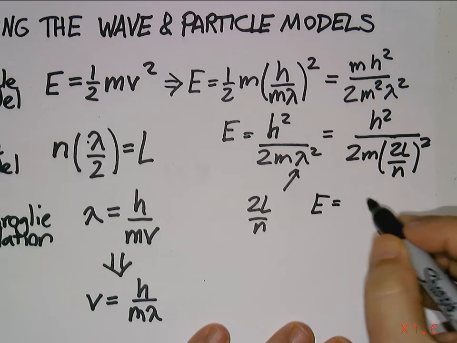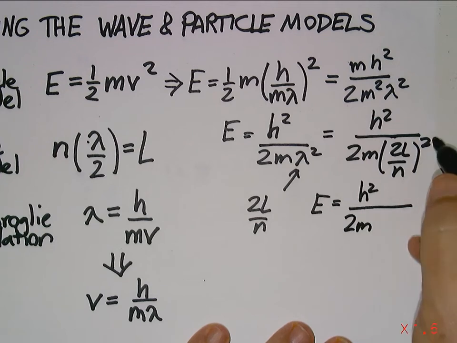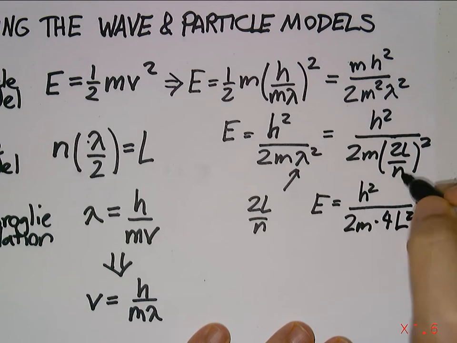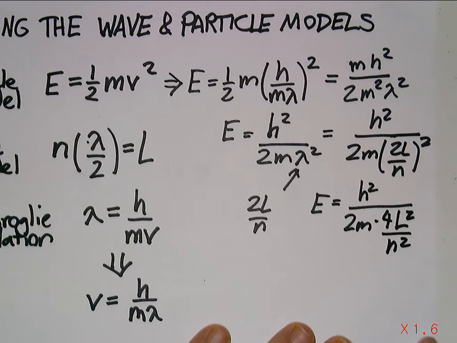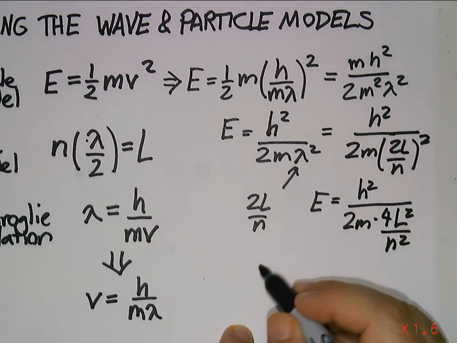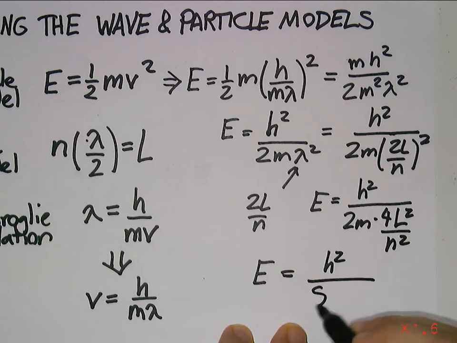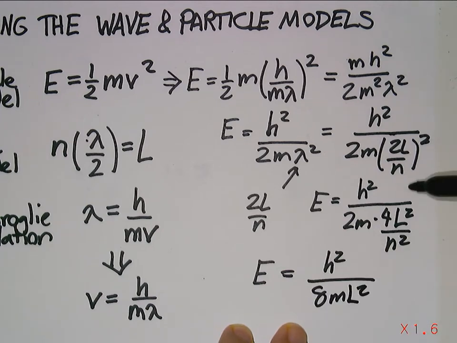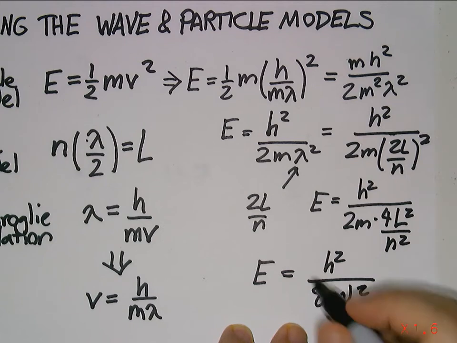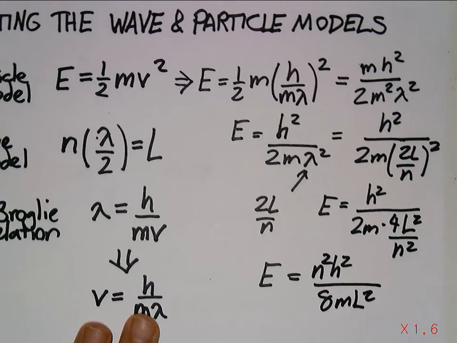Then I have E equals h squared on top, 2m, 2 squared is 4, L squared over n squared. Okay, there's a 2 times 4, so that's an 8. L squared. And if I multiply the top and the bottom by n squared, I can move that n squared up here. Now you might be thinking, wow, you did all that algebra pretty fast. I don't know if I can follow that.